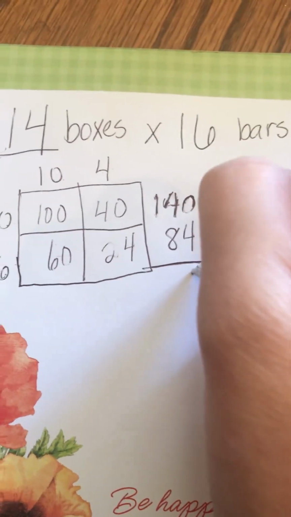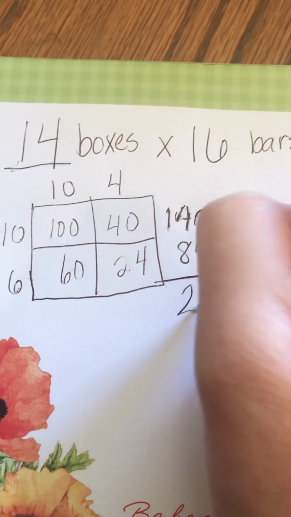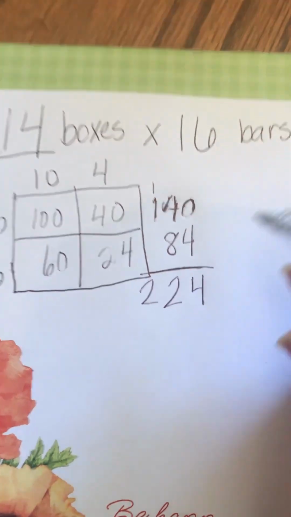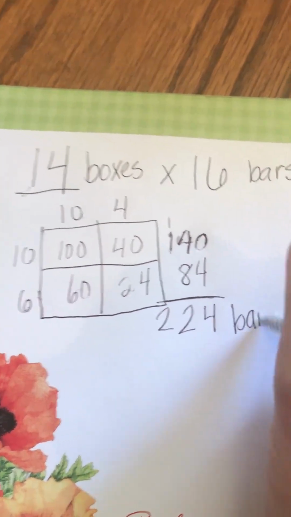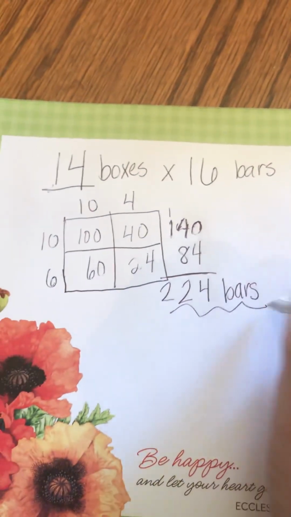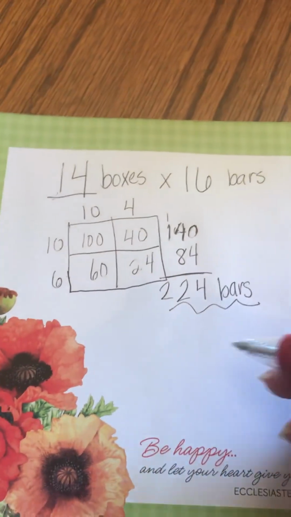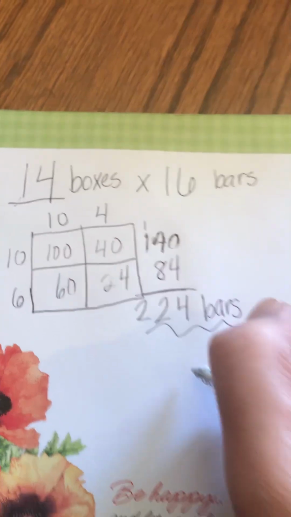So I put the two partial products together and I get 224. So that means I have 224 Nutri-Grain bars to share with y'all, my students. And I'm going to go ahead and do the algorithm way now.